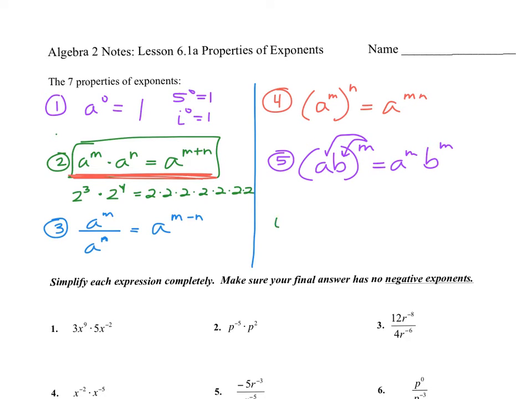6th one. So this one, now you have division, but that whole thing is taken to the m power. And again, it's kind of like distributive property. You take it to both of your terms. So this is going to be a to the m over b to the m.